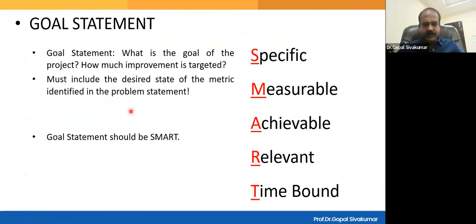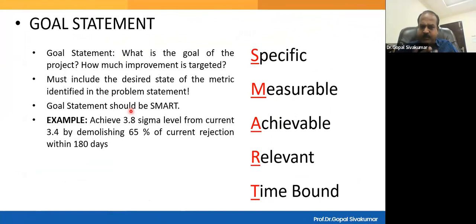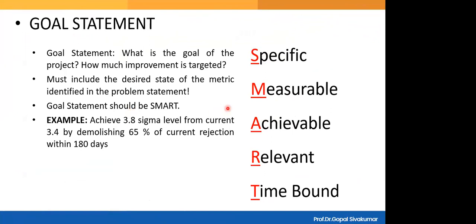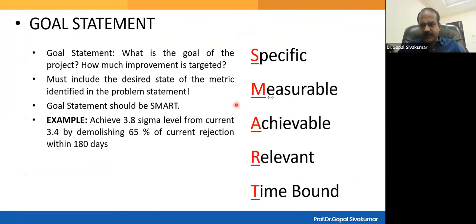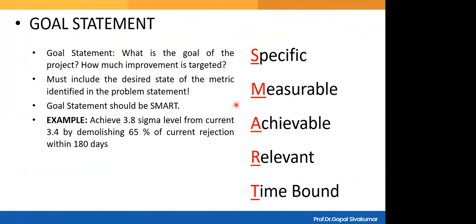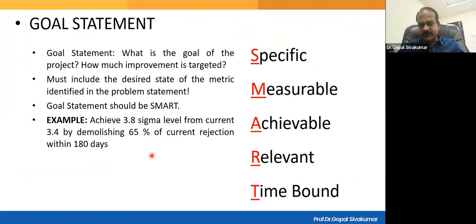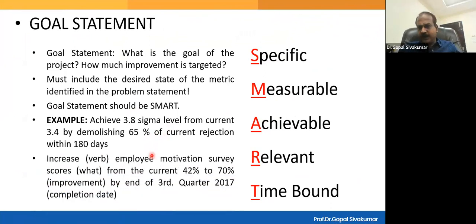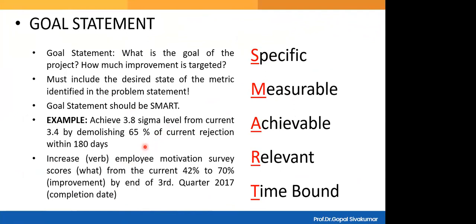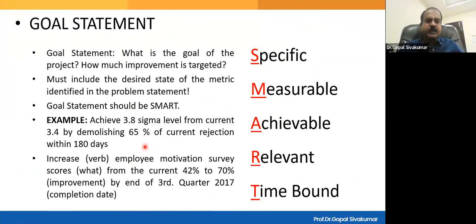Goal statement has to be specific, measurable, achievable, relevant, time-bound. So please check whether all 5 principles are covered. Achieve 3.8 sigma level from 3.4 by demolishing 65% of the current rejection rate within 180 days. So this is an example of a goal statement. Another example of a goal statement. And here in the second one, what are they trying to improve? Employees motivation score. Yeah, probably an HR department project. So they wanted to improve the employee motivation from current 42% to 70% by end of the 3rd quarter 2017. So this is another goal statement.